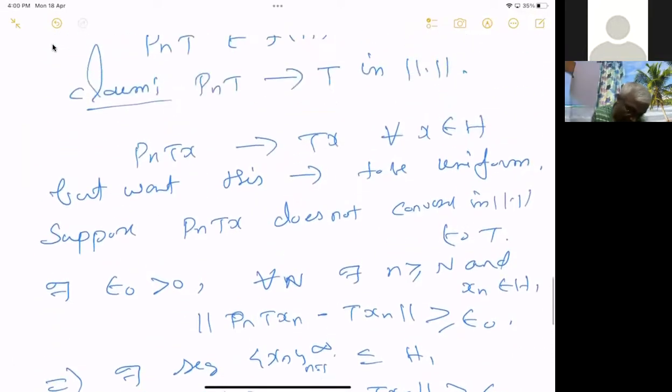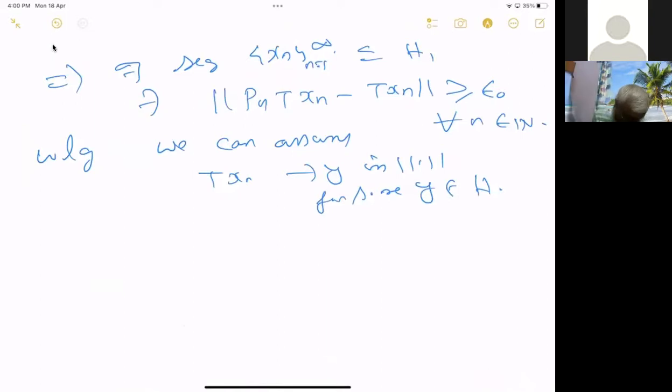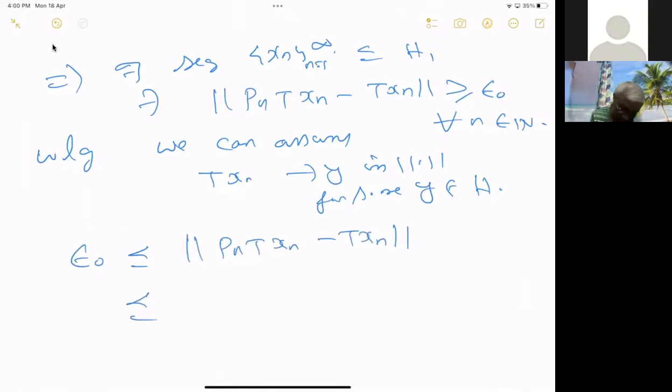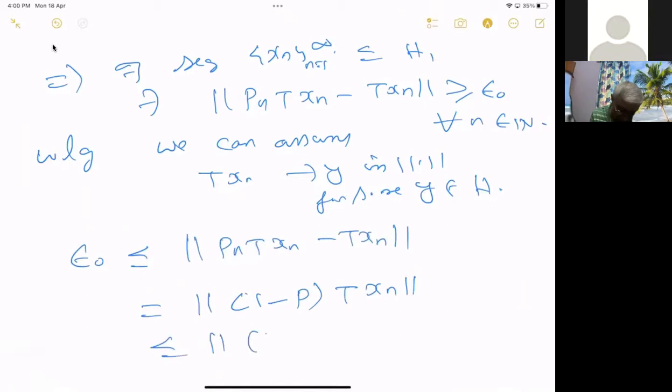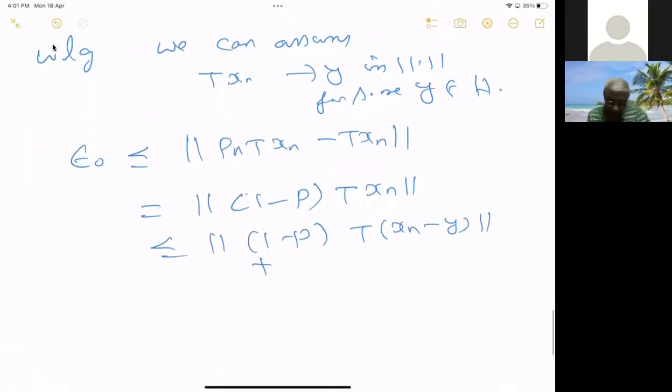So now we want to get a contradiction. Now what do we have? We have epsilon naught is less than or equal to the norm of PnTxn minus Txn. I want to use the triangle inequality. This is equal to the norm of (1 minus Pn) times Txn, which is less than or equal to the norm of (1 minus Pn) times (Txn minus y) plus the norm of (1 minus Pn) y.